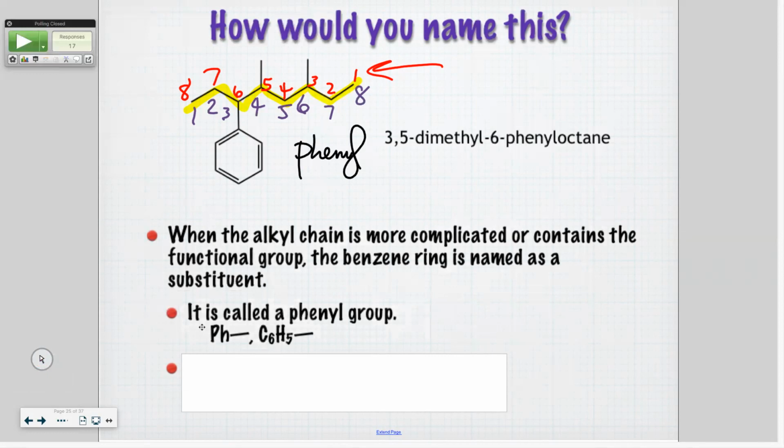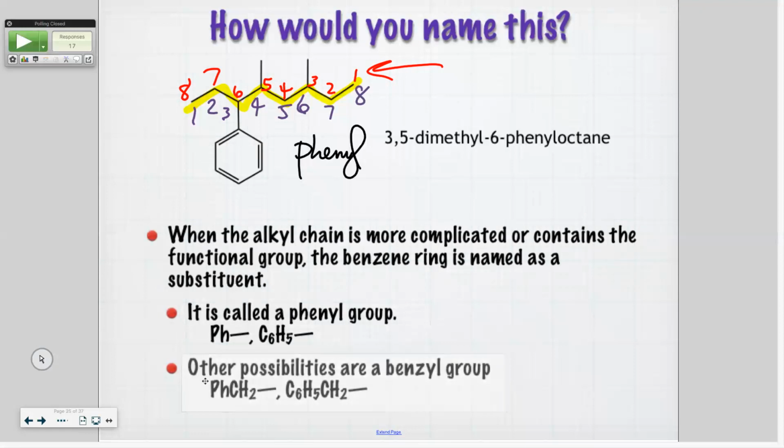Notice how many carbons we have. 1, 2, 3, 4, 5, 6. And how many hydrogens? 1, 2, 3, 4, 5. Is there a hydrogen on this carbon right here? No. It's bonded to other things. And then other possibilities are a benzyl group. A benzyl group is when you have that CH2 in between. So if this had been a CH2Ph, the numbering would have been flipped, because B comes before M, and it would have been called a benzyl group.